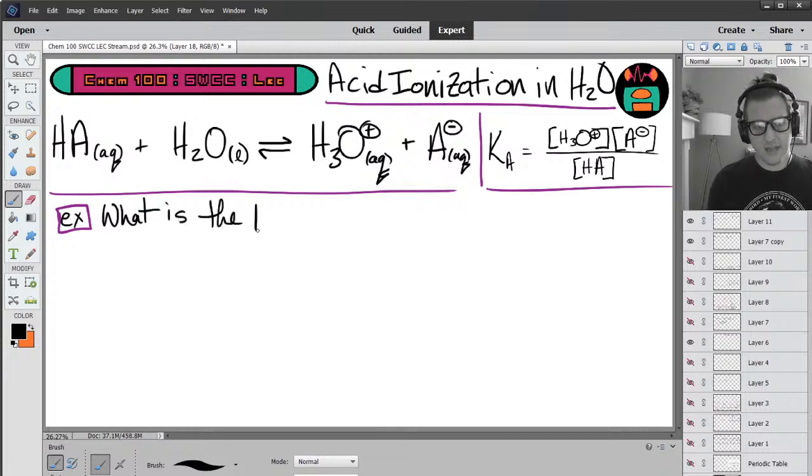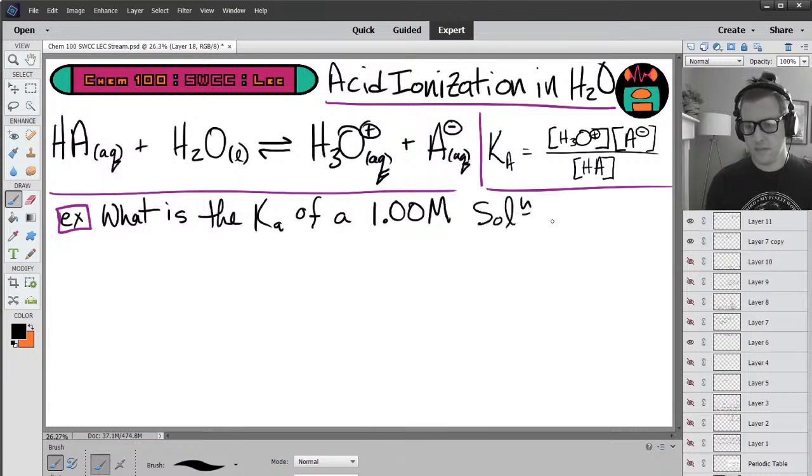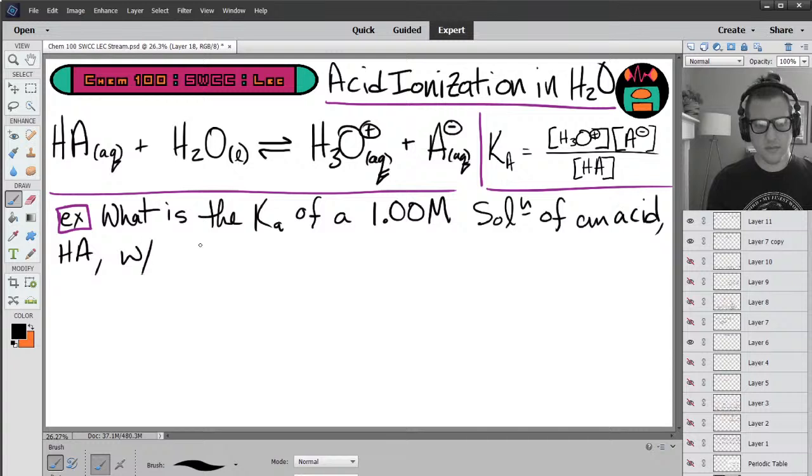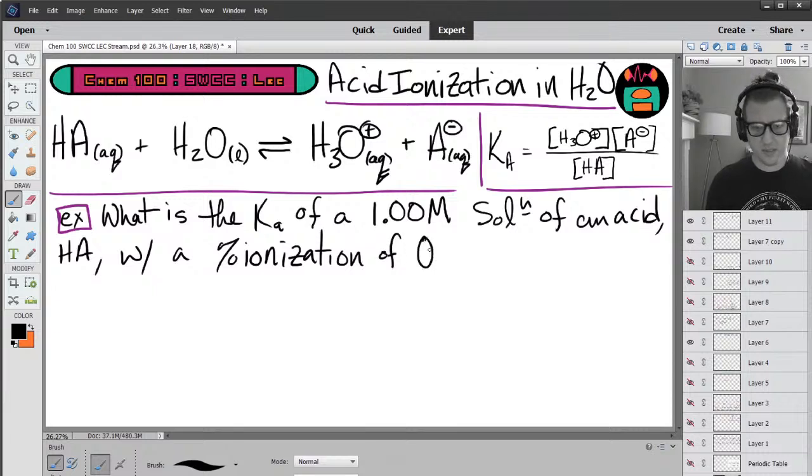What is the Ka of a 1.00 molar solution of an acid HA with a percent ionization of 6.0%.